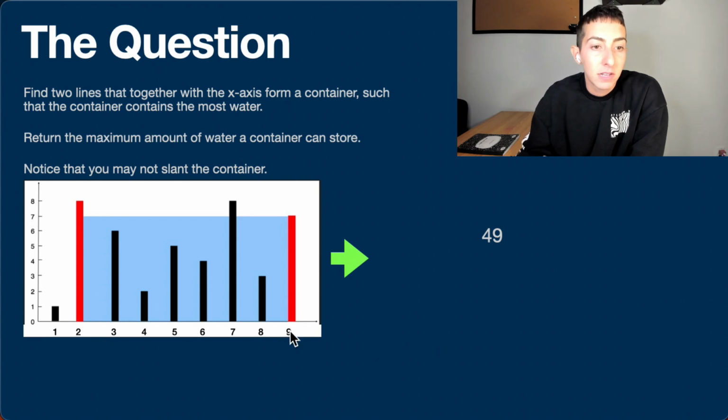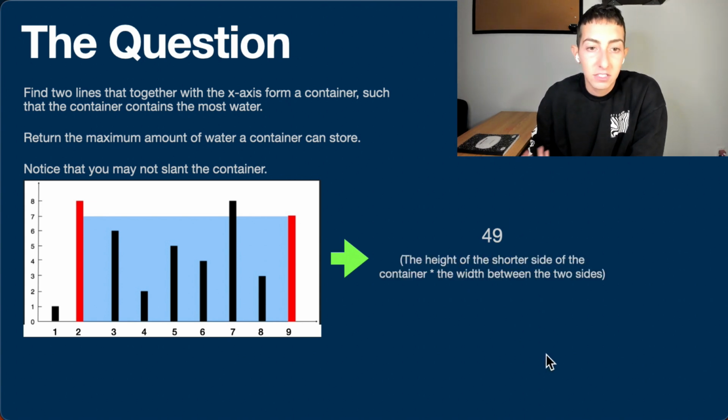So why is that? The shortest side of this container is going to be 7. And you have to take into account for a container the height and its width. So not only is this side 7, but these elements are 7 points away from each other. So the area will be 7 times 7, which is width times height, which is 49. And this is the highest area that we can get. The height of the shorter side of the container times the width between the two sides is our formula for finding the area.